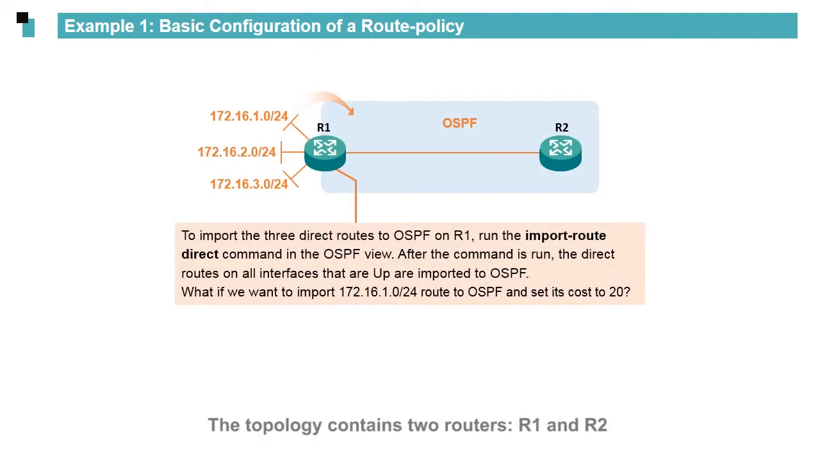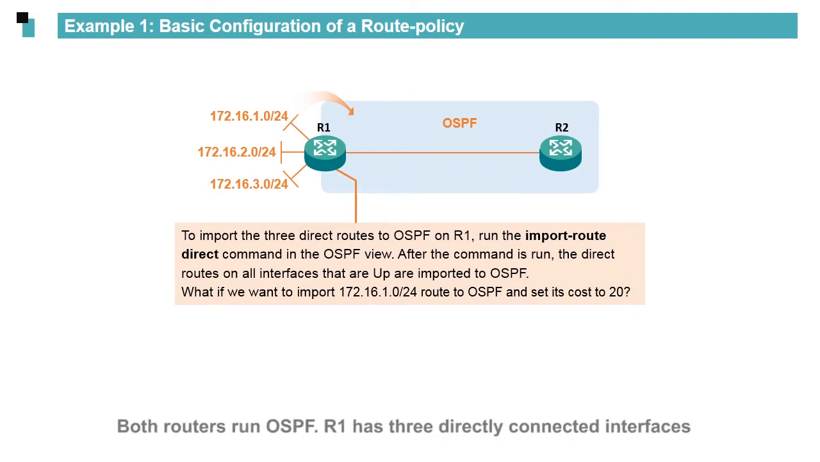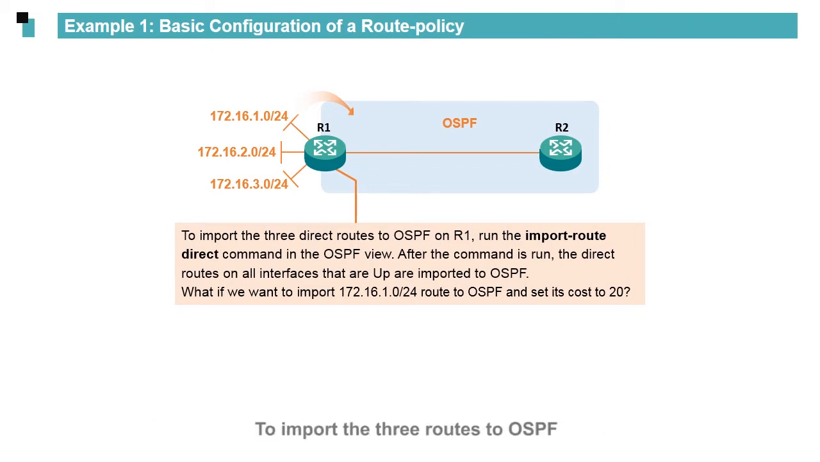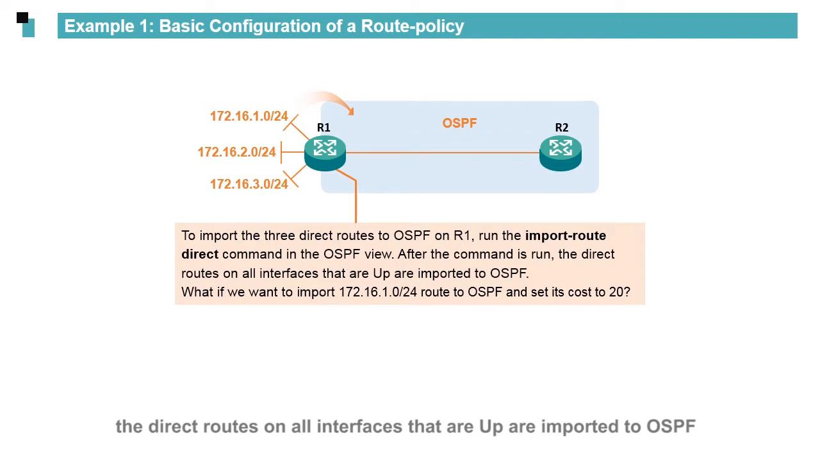The topology contains two routers, R1 and R2. Both routers run OSPF. R1 has 3 directly connected interfaces. By default, R2 cannot learn the 3 direct routes from R1. To import the 3 routes to OSPF, run the import-route direct command in the OSPF view on R1. After the command is run, the direct routes on all interfaces that are up are imported to OSPF.